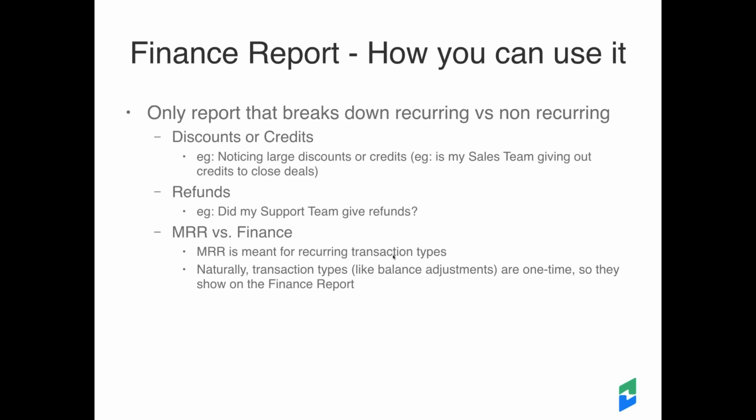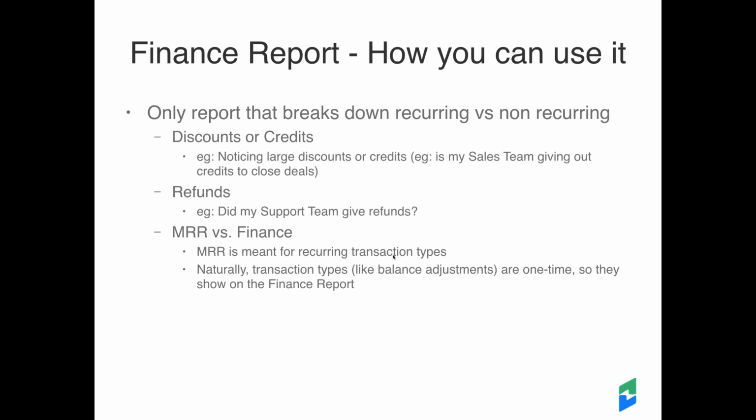For the finance report, here's an example of how you can use it. It's important to note that this is the only report that breaks down recurring versus non-recurring revenue. For example, you can look at discounts or credits. Do you see large discounts or credits on your finance report? Where do they come from? What is the source? As a real world example, is your sales team giving out credits to close deals?